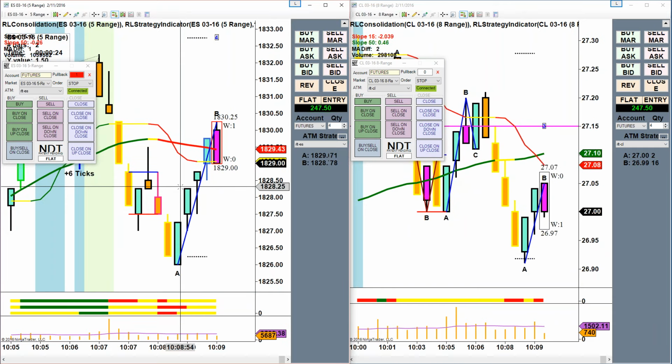Stop to break even. Second target to 4 ticks. 5 ticks. Come on, take it out. All right, we are finished for the day at 4:35.